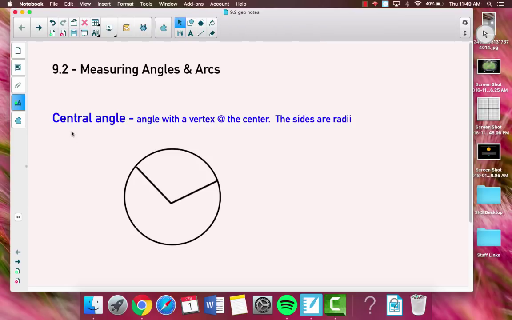Today we are going to talk about measuring angles and arcs within circles. We're going to start off with our first vocab word of the section, and it's called a central angle. A central angle is an angle with a vertex at the center, and the sides are the radii of the circle, or radius of the circle.